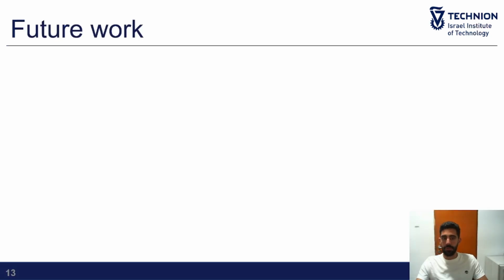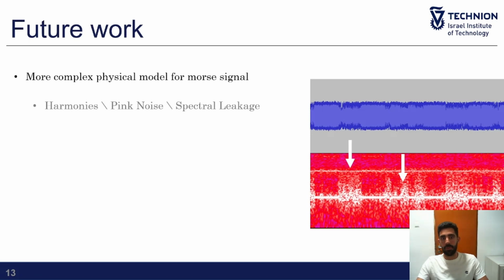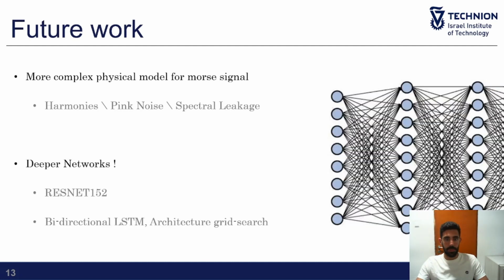For future work, we consider a more complex physical model for more signal generation. For example, we can see in the spectrogram an original Morse code in harsh conditions. It is more complex to decode since it contains harmonics, pink noise, and spectral leakage. Likewise, we consider a deeper network. We worked with ResNet 50, but to achieve more accuracy, we can try to use ResNet 152, which will give us 20 million more parameters that maybe will learn more complex dependencies.